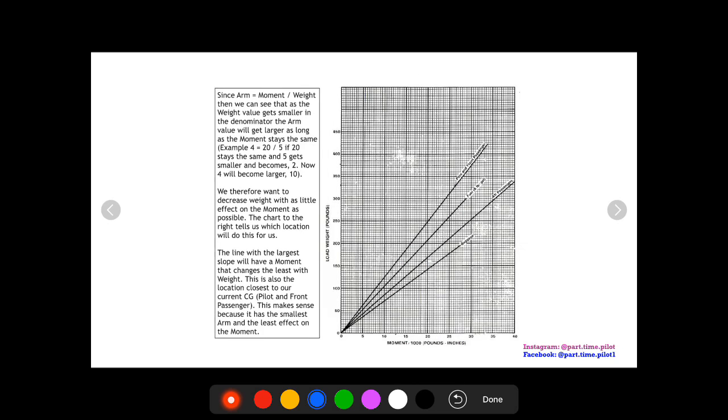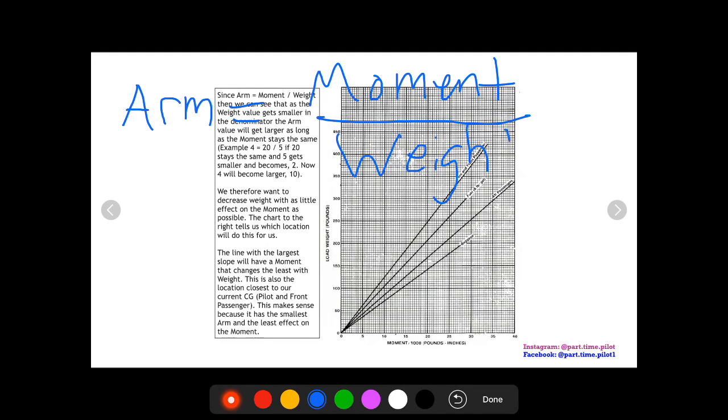Okay, so how do we do that? We know that the arm, the CG, equals moment divided by weight. So the only thing we can manipulate is we can add weight, subtract weight, or move weight. The easiest thing to do is subtract weight. Let's look at this equation real quick. If we subtract weight, this number goes down in the denominator. Let's say the moment stays the same. If the moment stays constant and the weight goes down, the arm over here is going to go up, and that is what we want.